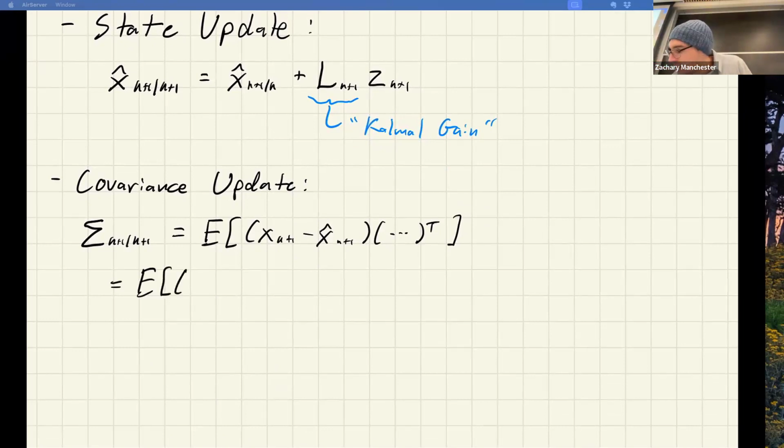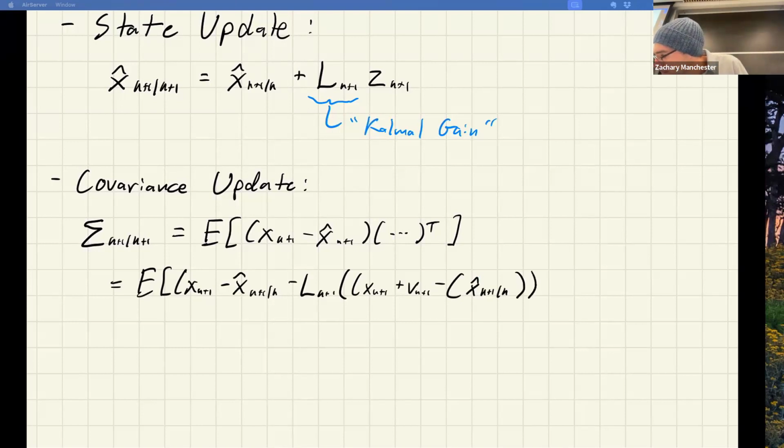So here that looks like the expectation of x k plus 1 minus x hat k plus 1 given k, minus L k plus 1 times, and now I'm going to plug in the definition of z. It's just plugging in all stuff we've already done. It's slightly messy. C times x k plus 1 plus v k plus 1 minus C times x hat k plus 1 given k. Okay, so that's one, two parentheses, and then same thing over here, transposed. So I just plugged in the update equation right there, and then I plugged in the definition of z from up above in this whole thing.